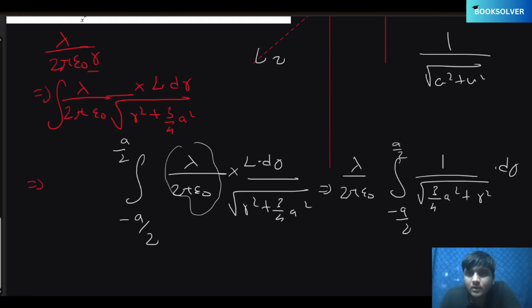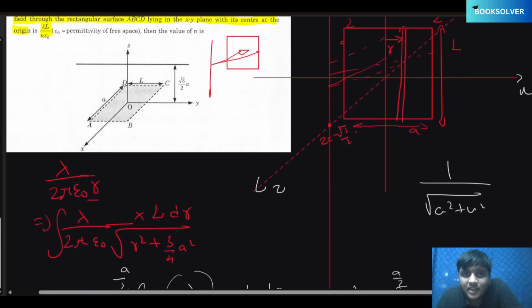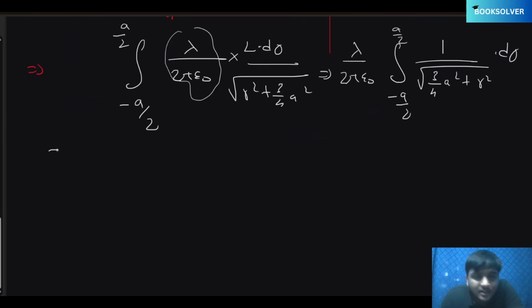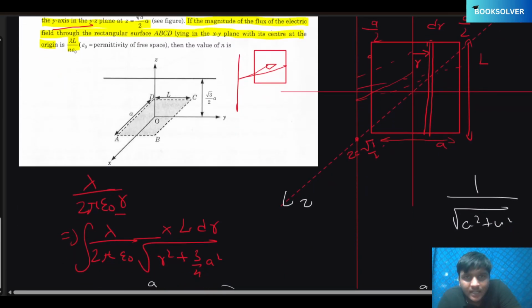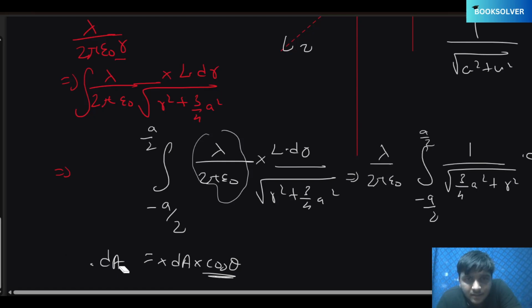One thing we have always been missing here: as I told you, flux is nothing but E dot dA, but we are not considering the dot product part. E dot dA is equal to E multiplied with dA multiplied with cos theta. And we have been ignoring this cos theta every time. So let me write that term everywhere. Then only we can find the perfect answer here.